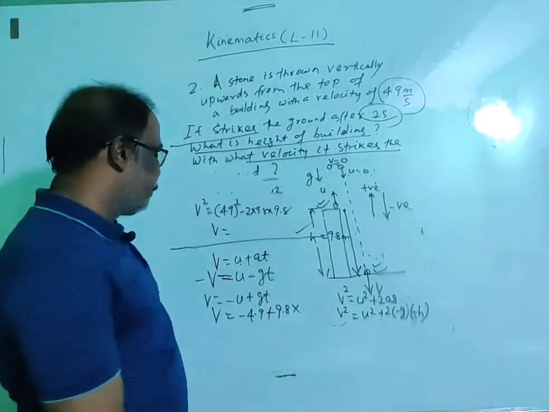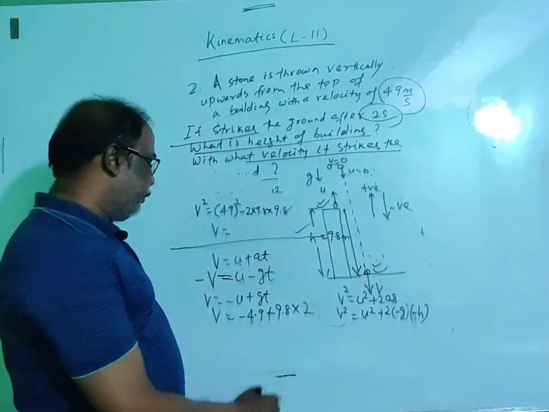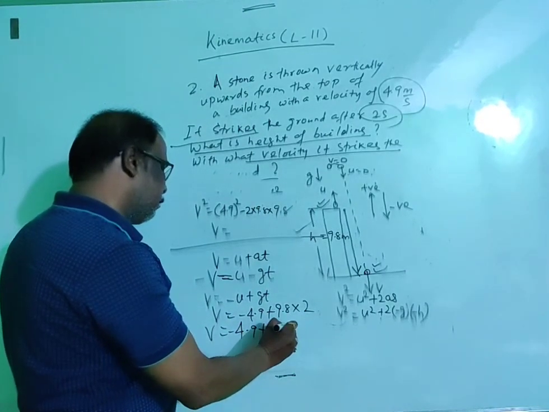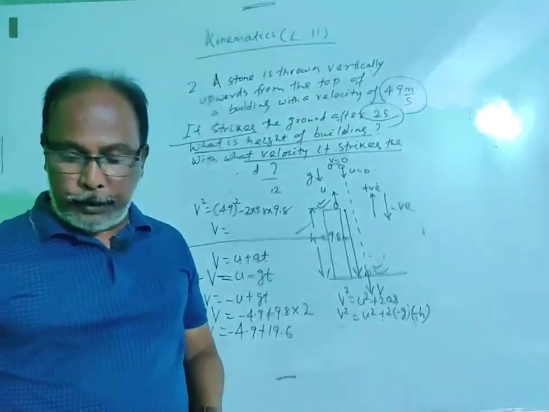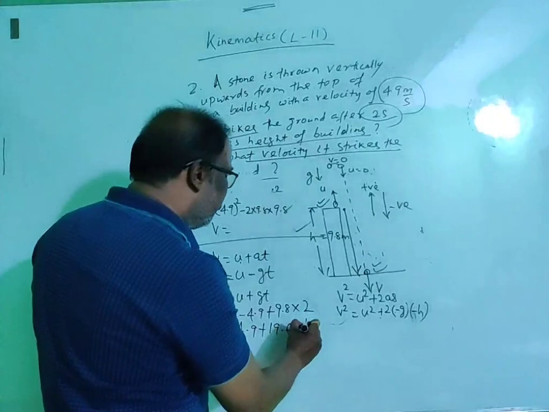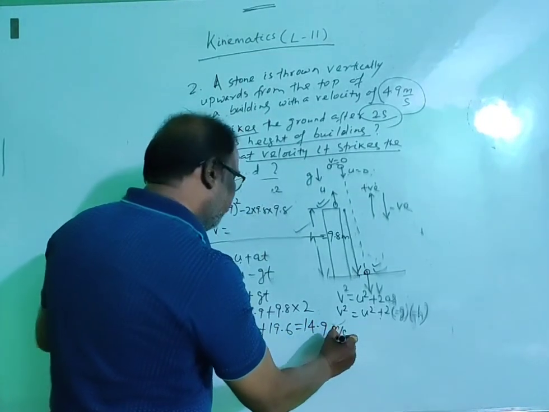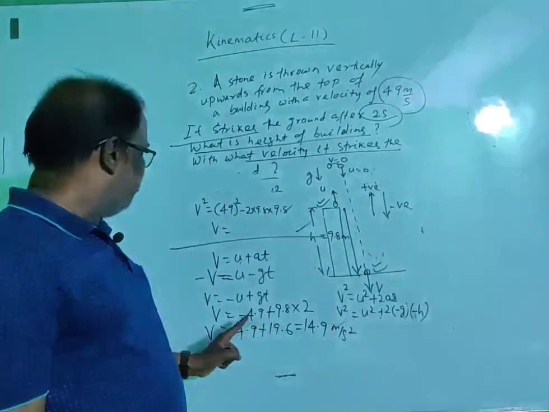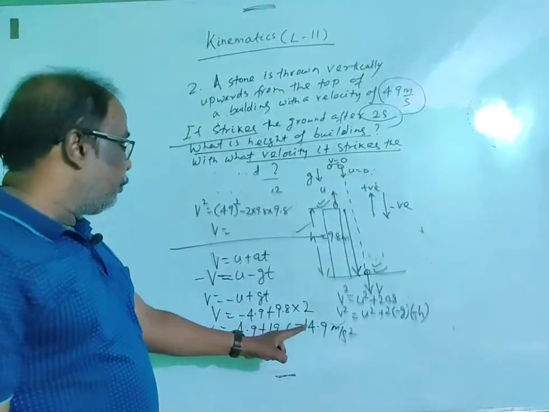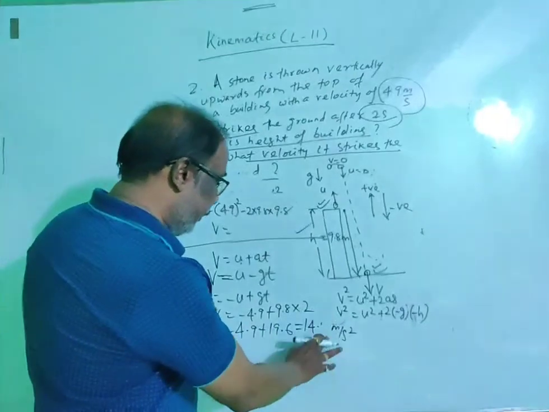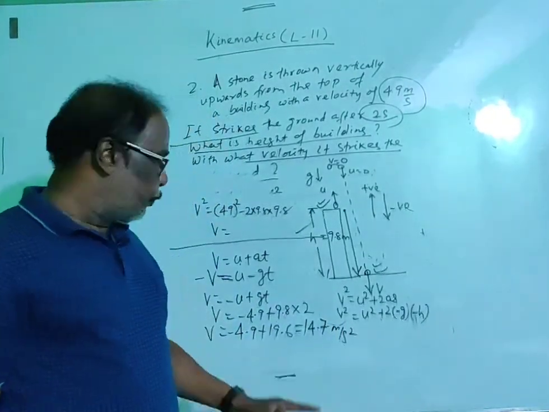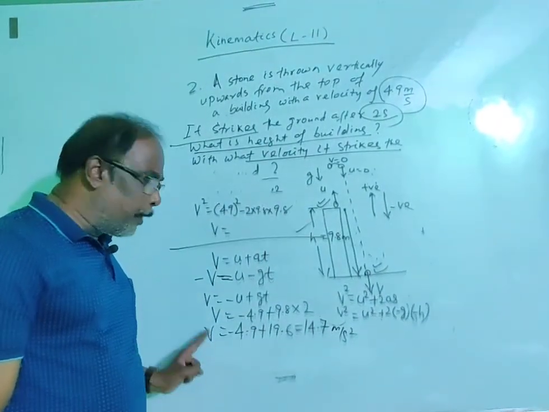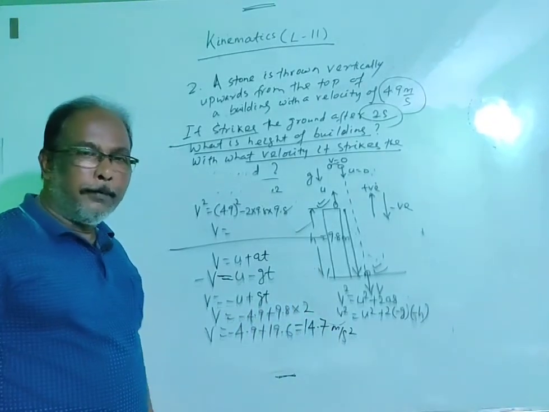9.8. Time taken is 2 into 2. Okay. So this will come. v is equal to minus 4.9 plus 19.6. Minus 4.9 plus 19.6. And our answer will be 14.7 meter per second. Okay, so it comes in positive because you have already used the negative sign, so answer comes in positive. Okay. Yes, sir.